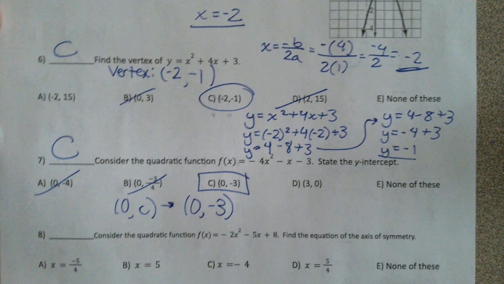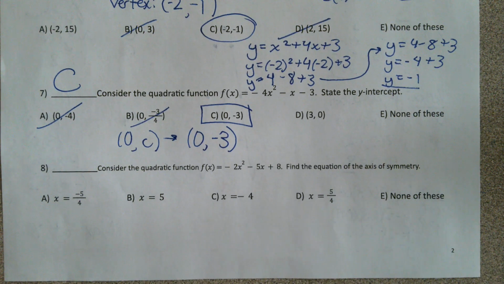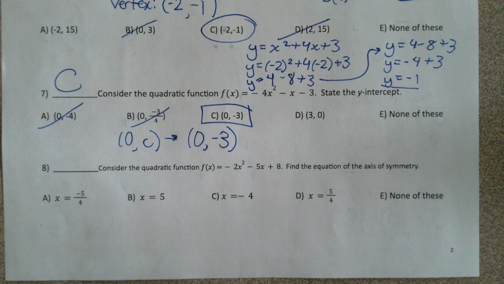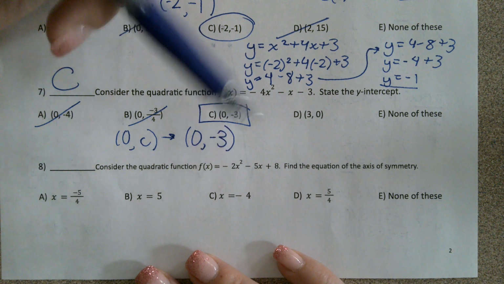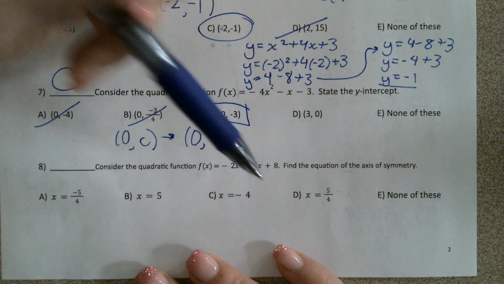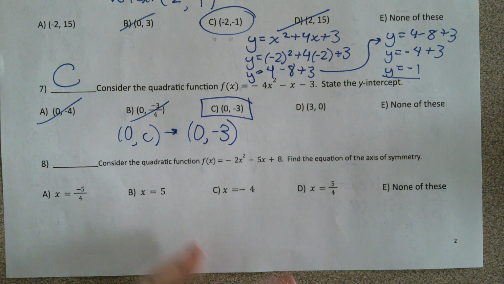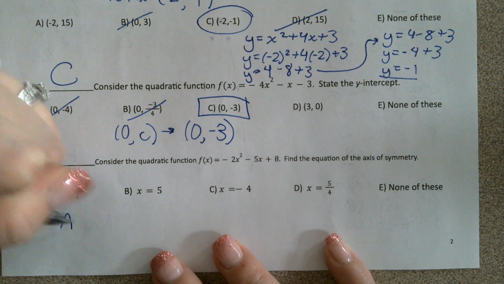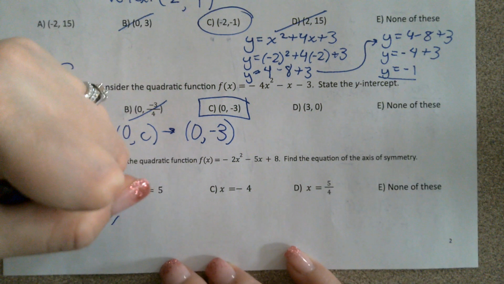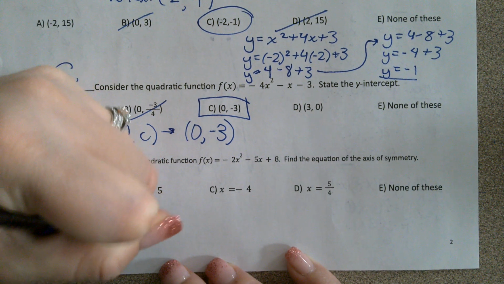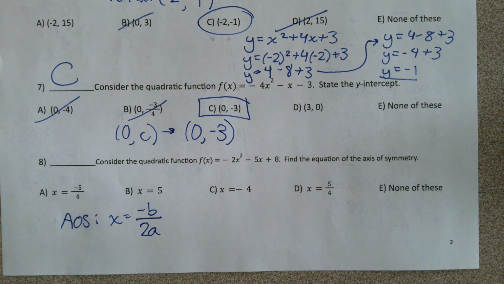All right, one more. Number 8. Consider the quadratic function f of x equals -2x squared minus 5x plus 8. Find the equation of the axis of symmetry, the AOS. Remember, the AOS is a tiny formula. X equals -b over 2a. If I find this, I will find my answer.